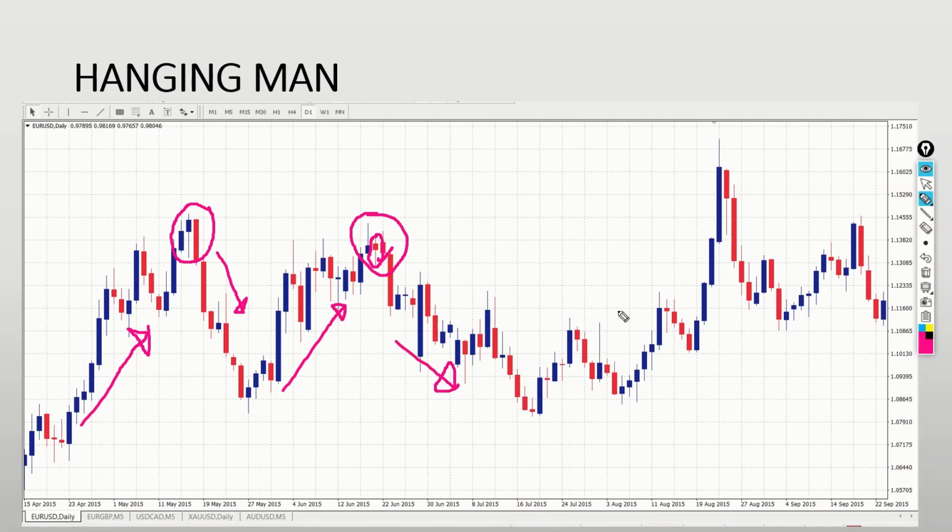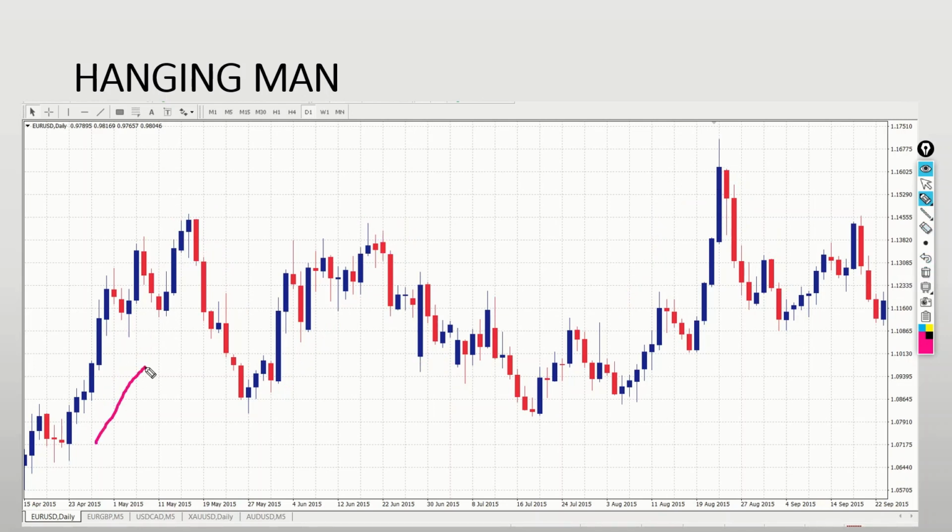Okay, so it's a downtrend; we don't look for a hanging man. And the price here was moving up, it formed the hanging man, this red candle here, and then the price dipped down. So once again, a hanging man occurs in an uptrend, and after it is formed, we get a downtrend. That is a hanging man.